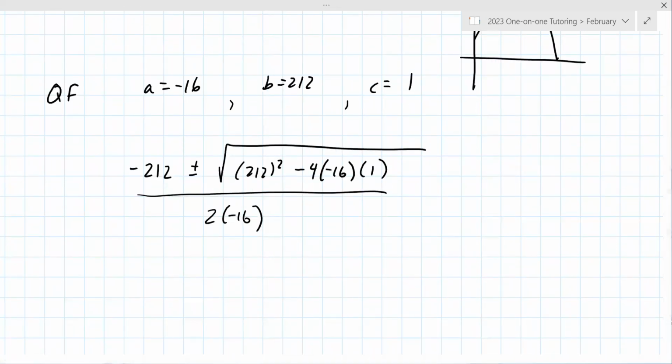And that's what's going to go on the calculator here. Negative 212 plus or minus, here's this huge number, 45,008 divided by negative 32. All right, let's see if there's any chance of this being a square root nicely. Nope, not even a little bit. It does turn into slightly above 212, so it's this weird number. So I'm just going to round it to 212.15.